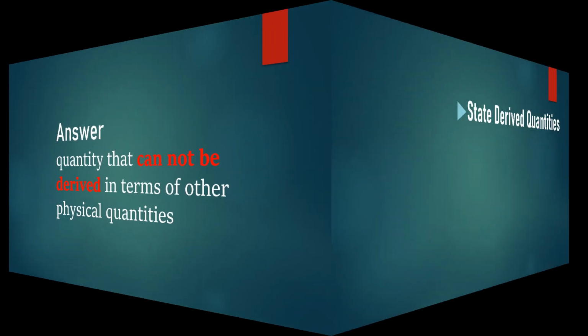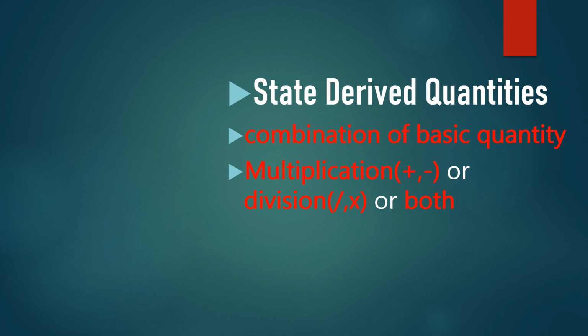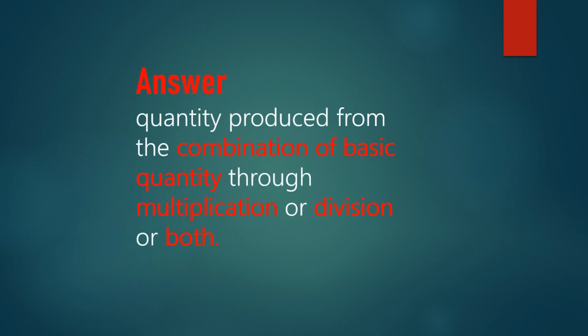So next, let's look at the other question about derived quantities. It says state derived quantity. The points you should know and remember are that a derived quantity is a combination of basic quantities. Try to remember back what a basic quantity is, and it relates to multiplication or division, or both. So the answer we can put as: quantity that is produced from the combination of basic quantities through multiplication or division or both. You can use any words, but make sure these points are in your answer.